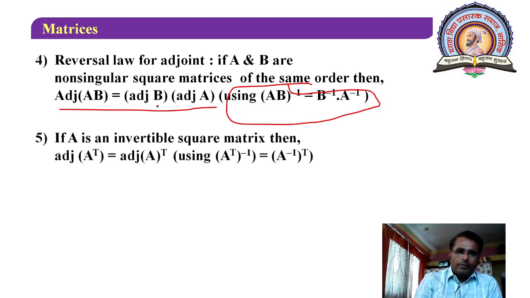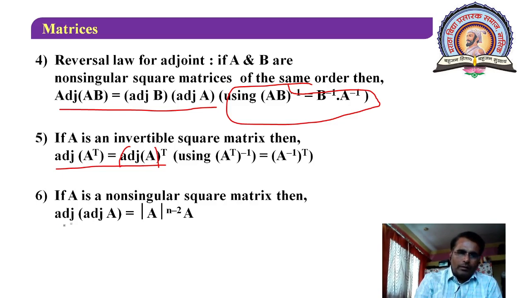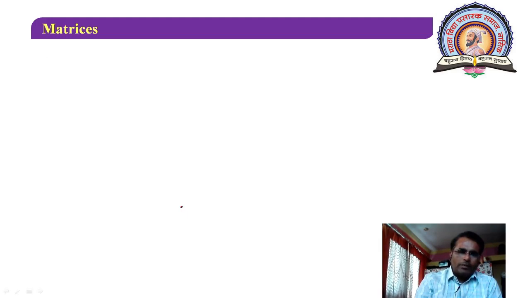If A is an invertible square matrix, then adjoint of A transpose is equal to adjoint A whole transpose. Again, transpose of inverse is equal to inverse of transpose. That property is used here. Then, if A is a non-singular square matrix, then adjoint of adjoint A is always equal to determinant A raised to n minus 2 into A. There are many such properties you can consider.